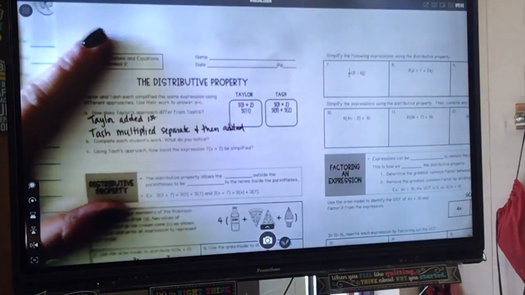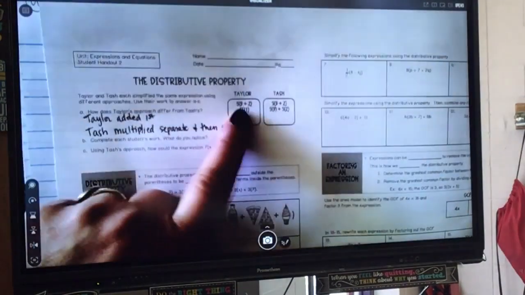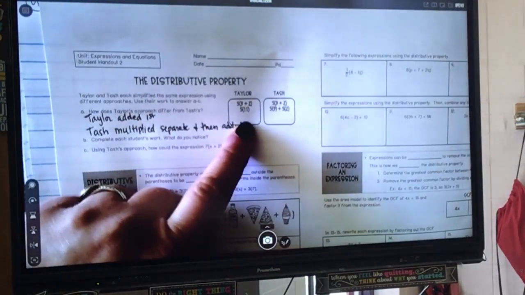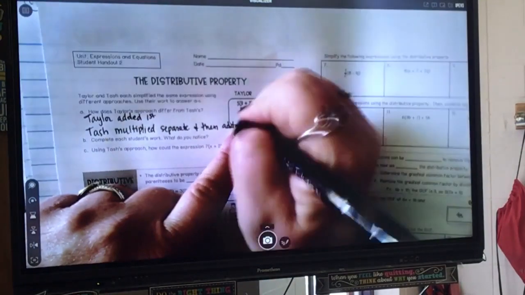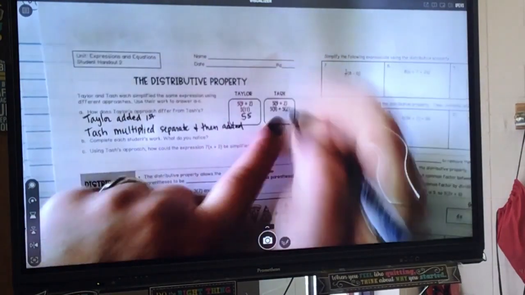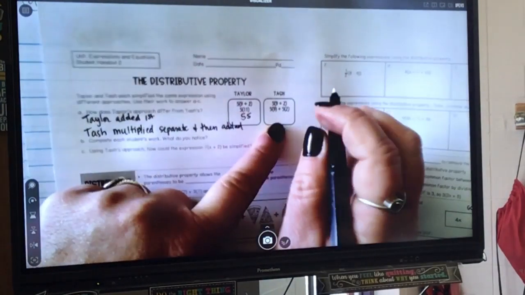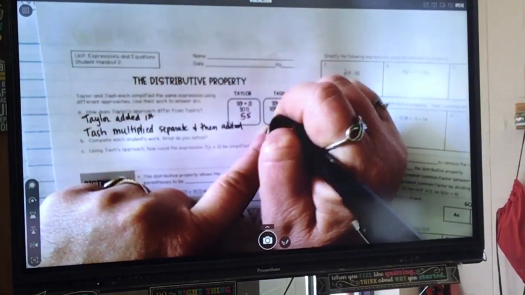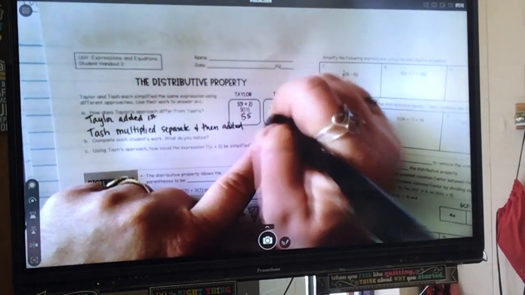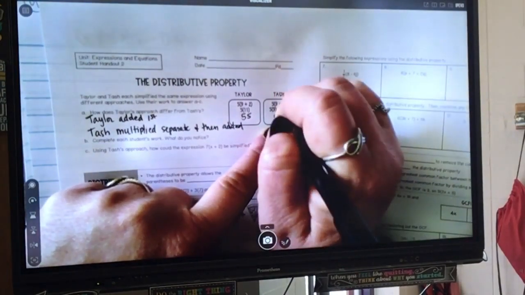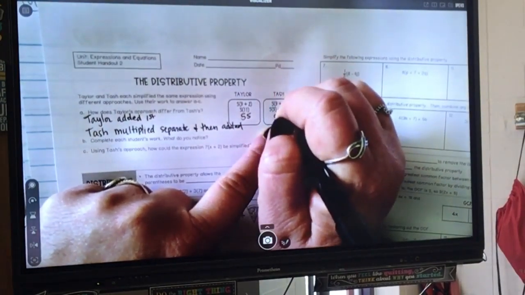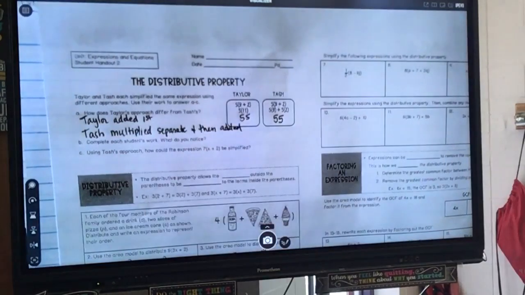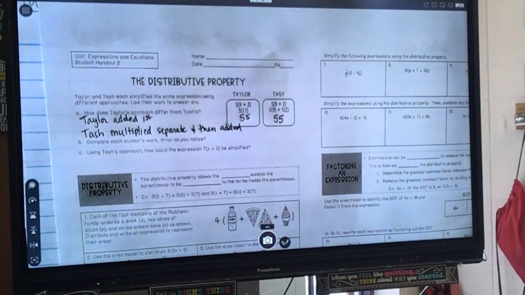Alright, complete each student's work. So when we do all this, what do we end up with for Taylor? Jeremiah? Alright, when we do all this, what do we end up with for Hash? Aubrey? Okay, and then using Hash's approach, how would you simplify 7 times x plus 2? Christian?